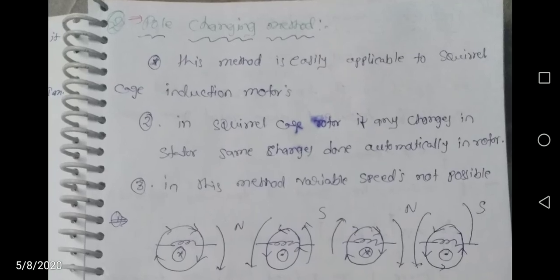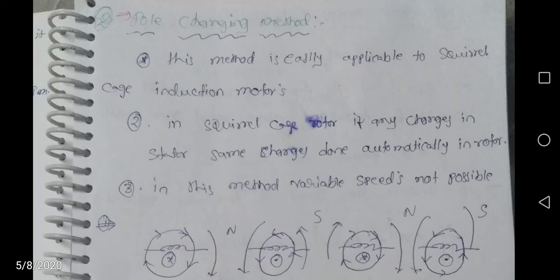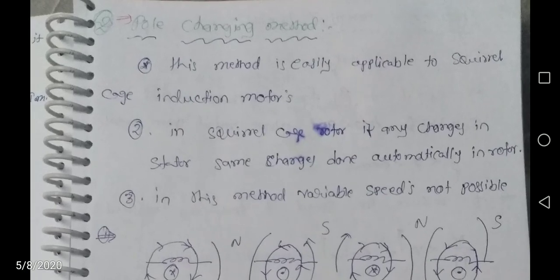Pole changing method. Next one is the pole changing method. This method is easily applicable to squirrel cage induction machines, because in a squirrel cage induction machine, if any change is made in the stator poles, that same change is done automatically in the rotor poles.